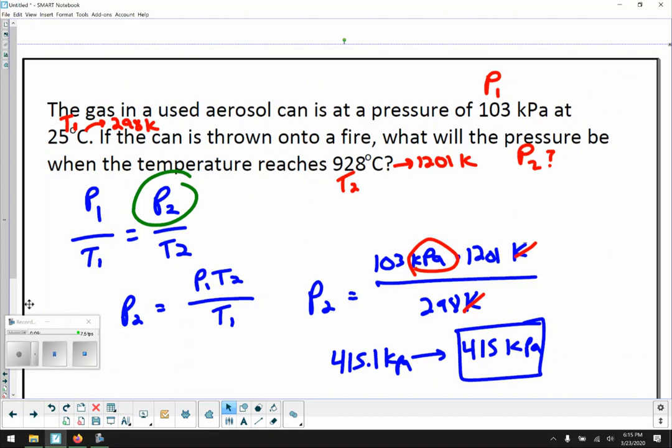A gas in an aerosol can is at a pressure of 103 kilopascals and a temperature of 25 degrees Celsius. The can is thrown into a fire. What will the pressure be if the temperature reaches 928 Celsius?